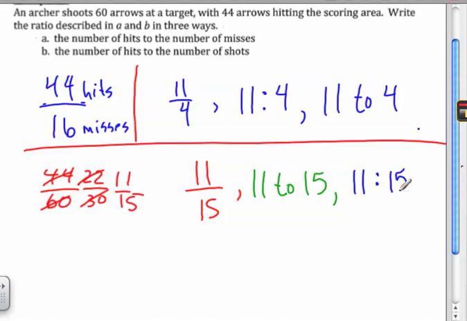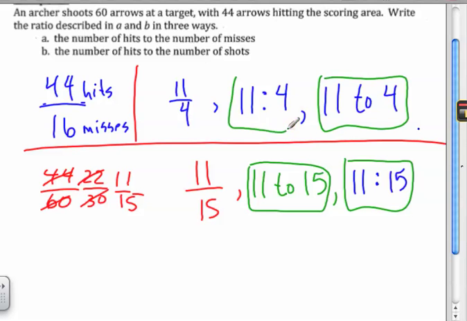Now, something to remember, these 2 ways, the colon and the word to, are not frequently used. They can be written that way, but not very often. Most of the time, we're going to represent these as fractions. Okay?